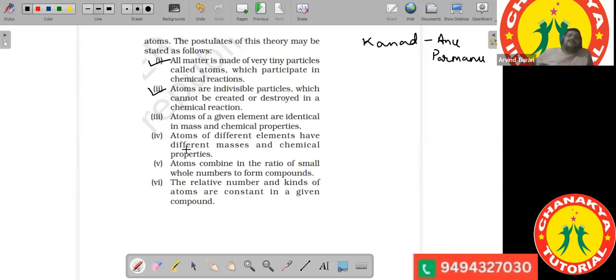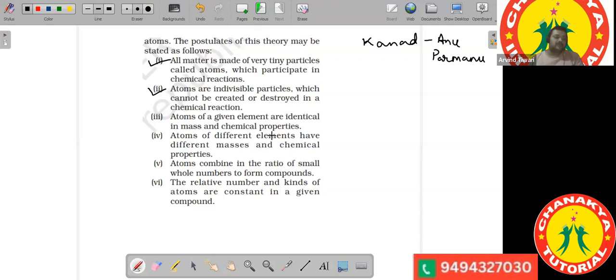But some scientists believe that this point is false. Nowadays, we can break an atom. An atom can be broken down into a nucleus and electrons. That is why they say that this point is false. So this was the older time, the first understanding we obtained about atoms. Atoms are individual particles which cannot be created or destroyed in a chemical reaction.